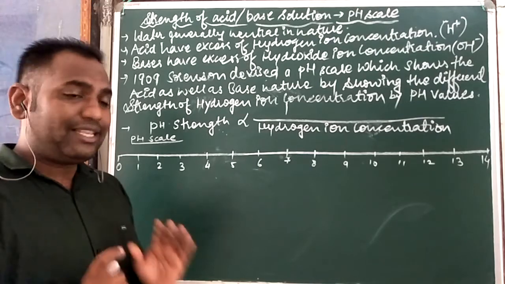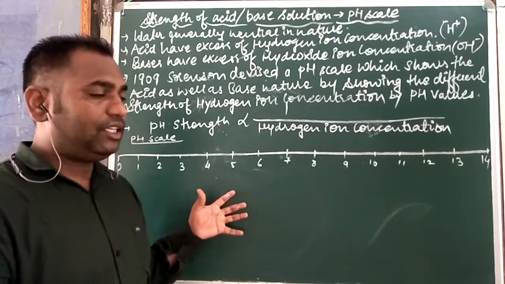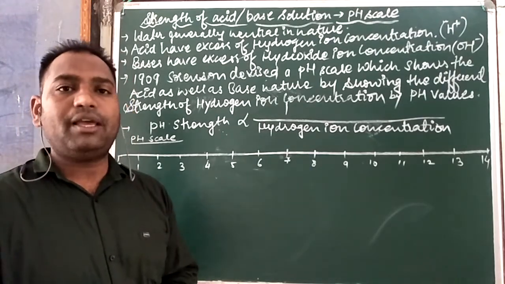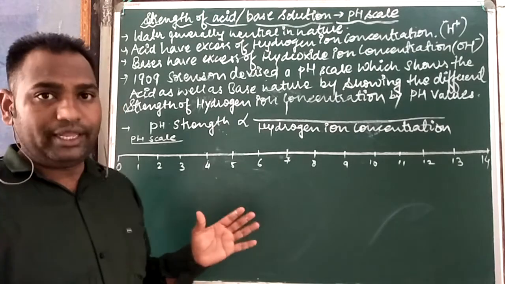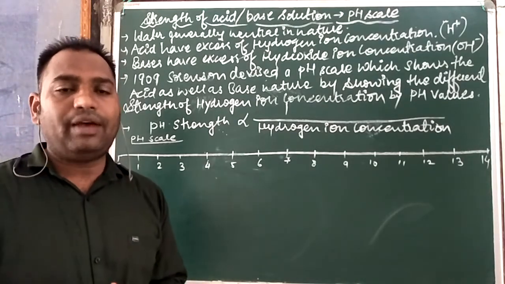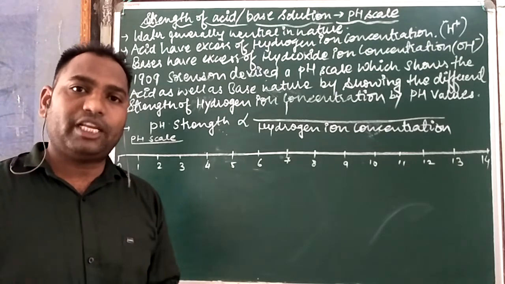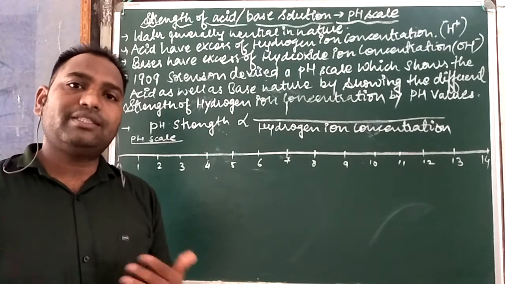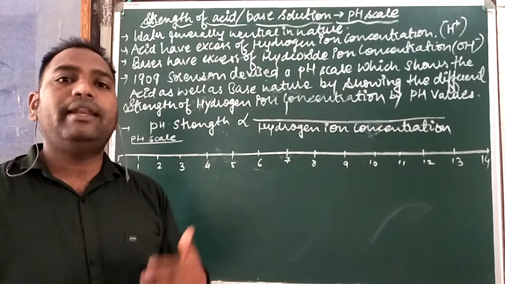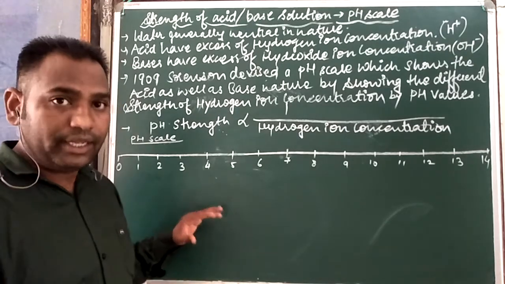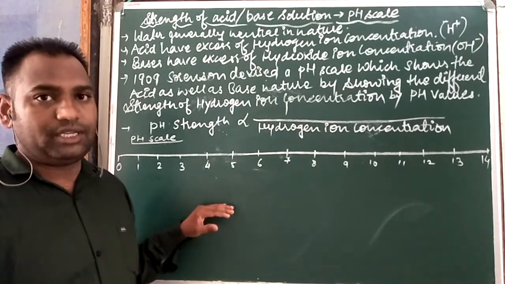The basic thing is, what is shown by pH? It shows only how much strength of acids and bases is in any solution. It means the strength of H plus ion concentration and the strength of OH minus ion concentration in any solution. This is the main function of the pH scale.